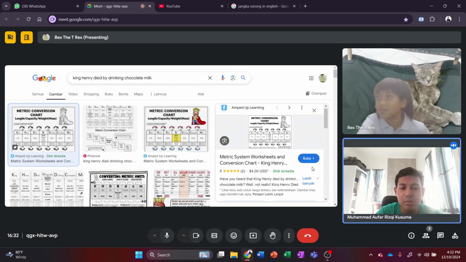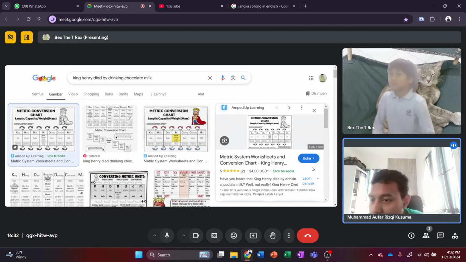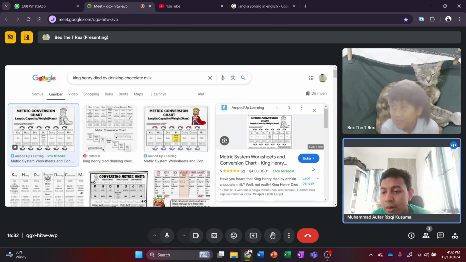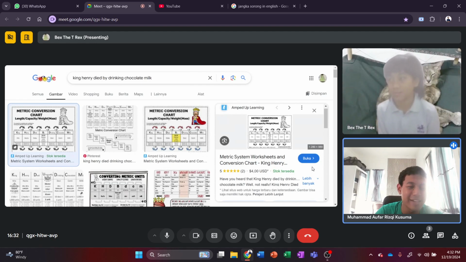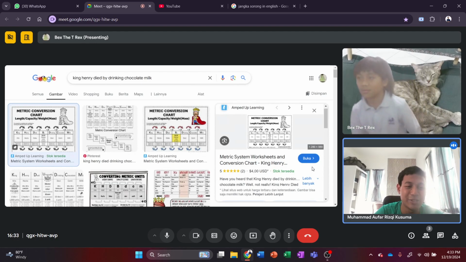Oh, so this is how you memorize the metric units. King Henry died by drinking chocolate milk. But the problem is, Bex, the knowledge of knowing the metric system itself will not help you in the test. So there's a bunch of rules that you should memorize.